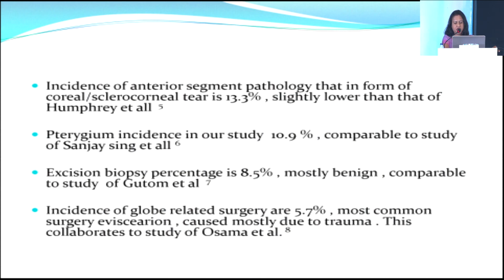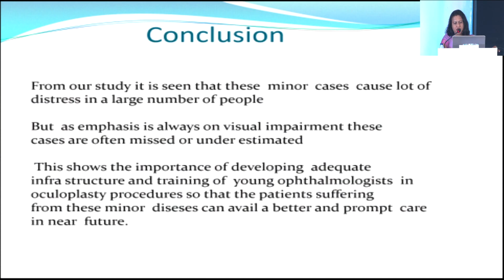Pterygium incidence in our study was 10.9%, which was comparable to the study of Sanjay Singh et al. The excision biopsy percentage was 8.4%, which was mostly benign, comparable to the study of Gautam et al. Incidence of globe-related surgery is 5.7%. Most common is evisceration, which was mostly due to trauma. This corroborates the study of Osama et al.